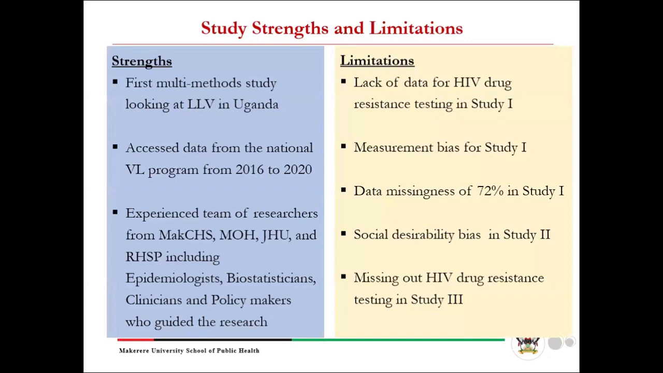And of course, I'll skip this in the interest of time. But one of the main limitations was that we didn't do HIV drug resistance testing in this study, which is key because someone could be having low viremia, but at the same time also having HIV drug resistance. And then data missingness was very, very high.